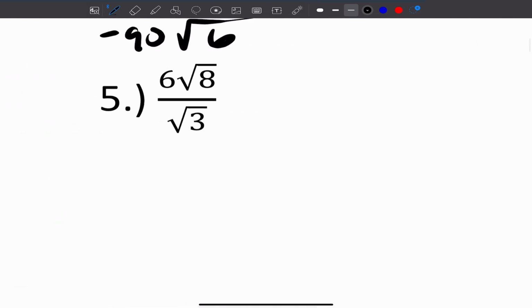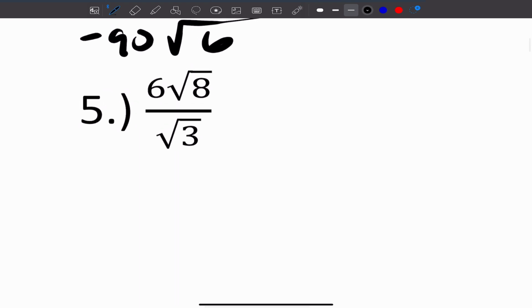Number 5, 6 root 8 divided by root 3. Notice that we have a radical in the denominator. You cannot have that. So you need to do something called rationalizing the denominator, where you multiply the bottom and the top by that radical sign. So I'm going to multiply the bottom by root 3, and I'm going to multiply the top by root 3.